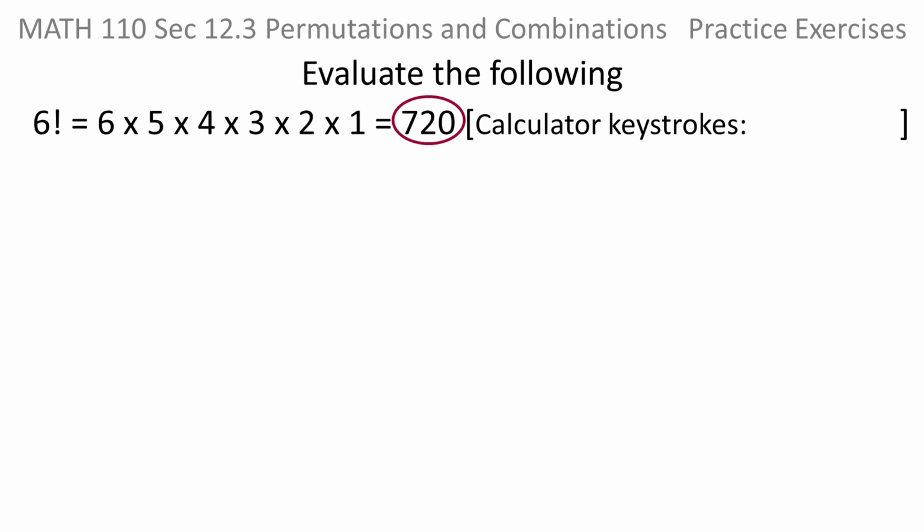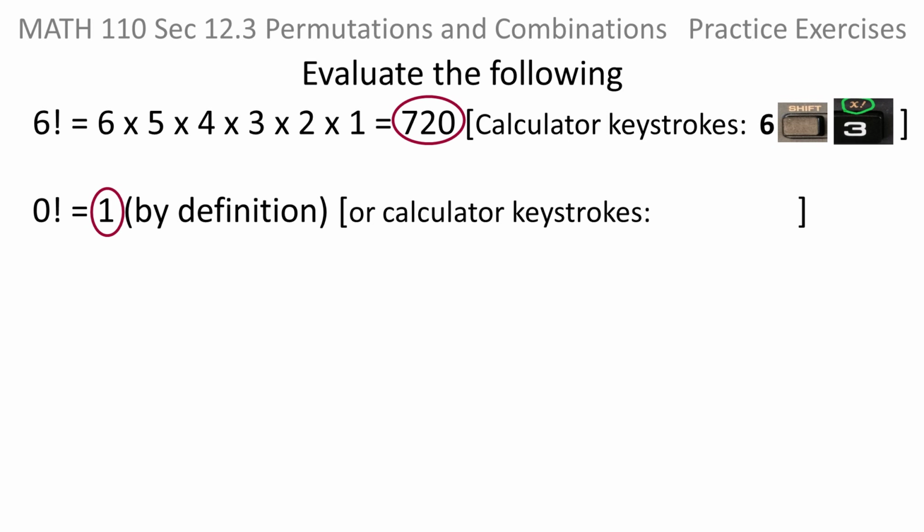So if you wanted to do that on the calculator, the keystrokes would be enter a 6, then do Shift 3, which is the factorial key on your Casio, and that will give you the 720. Next one says 0 factorial. That's the one that you have to remember is just defined to be 1. On the other hand, the calculator can help you out. If you type in 0 and then Shift 3, it will also give you an answer of 1.